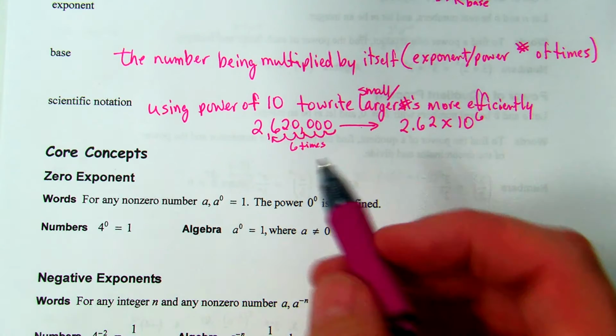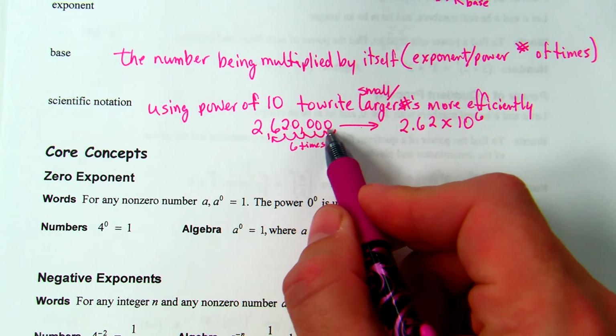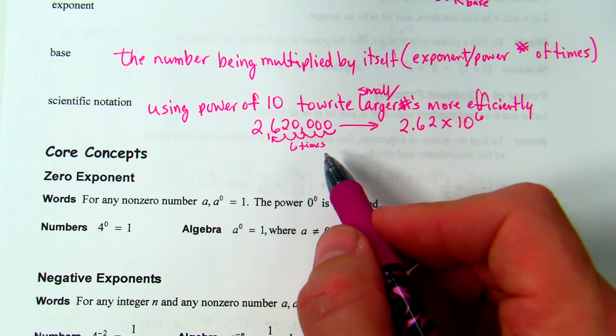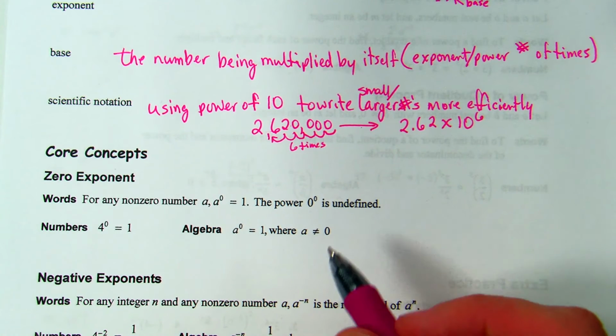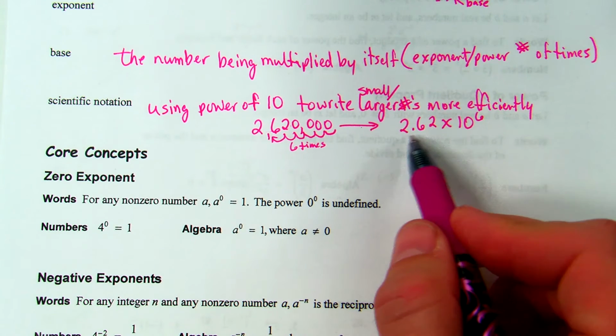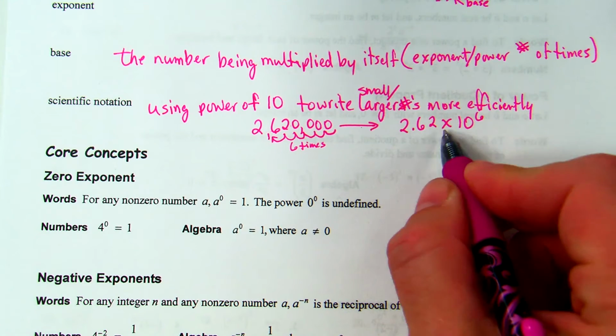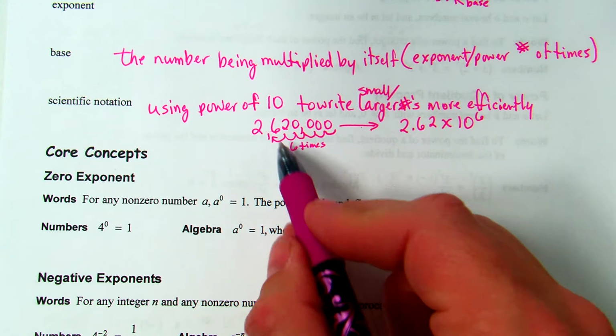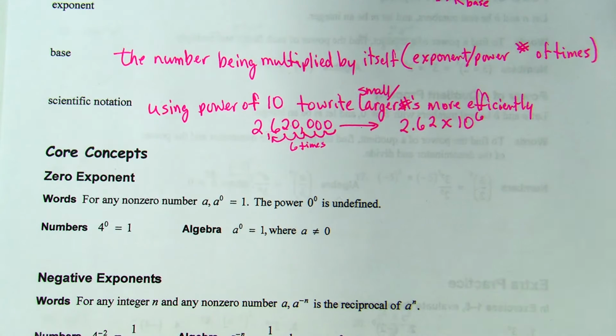Okay, so a rather large number, and this may have 20 or 30 zeros, or even more than that. We could write this more efficiently or more effectively as a smaller number times 10 to some power versus having to write out 20 or 30 zeros.